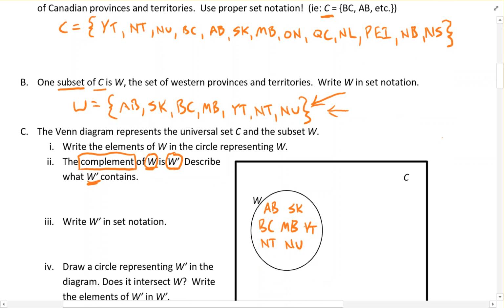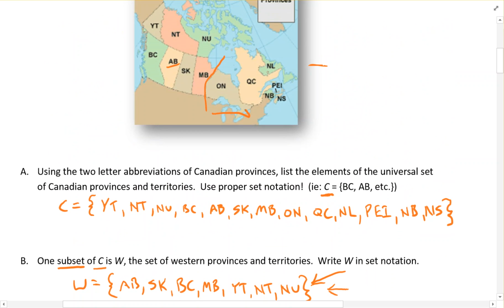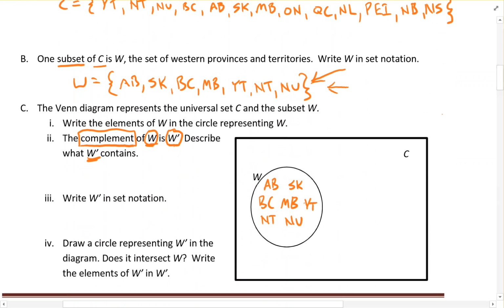So in this case, that's going to be everything this way over, everything that's not W. So we'd write every province not W.